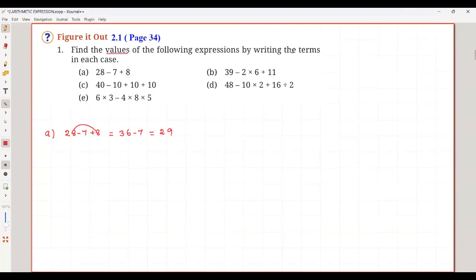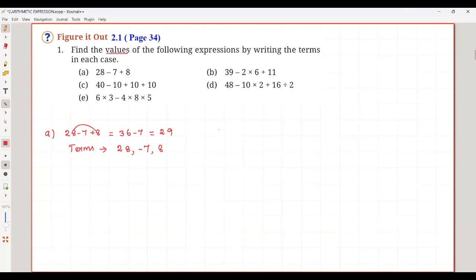Next, they are asking to write the terms in each case, so we have to write the terms also. What are the terms I have in this? 28 is one term, comma, minus 7 is another term, comma, 8 is another term. So I have three terms. Plus and minus separate the terms.